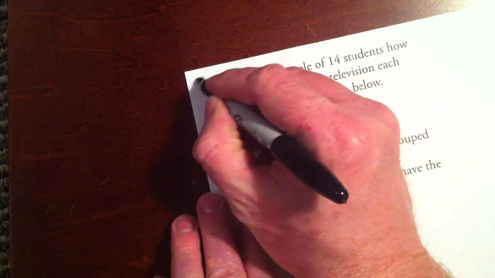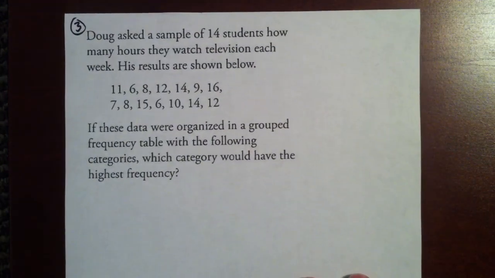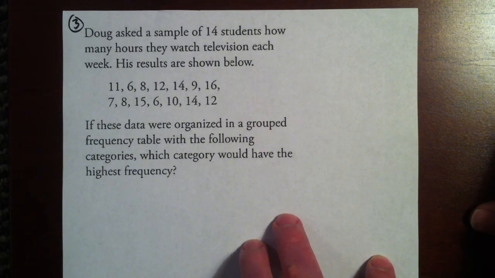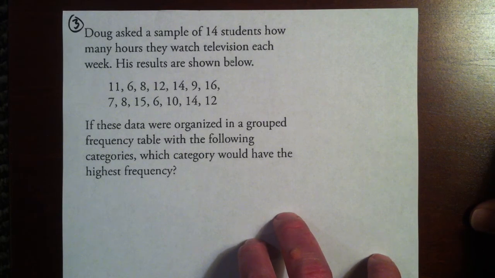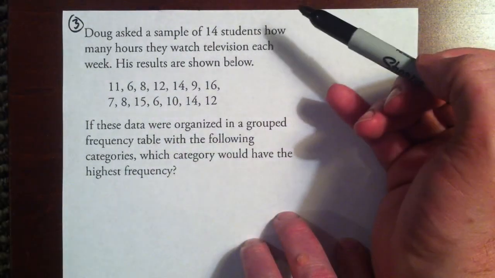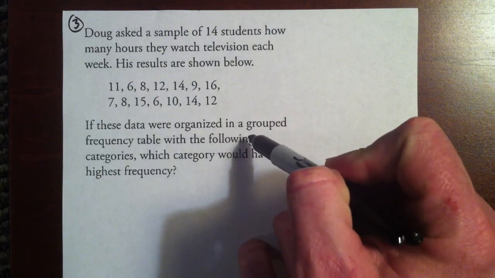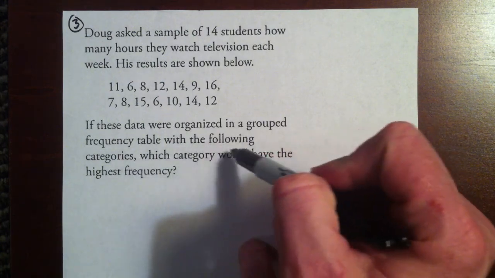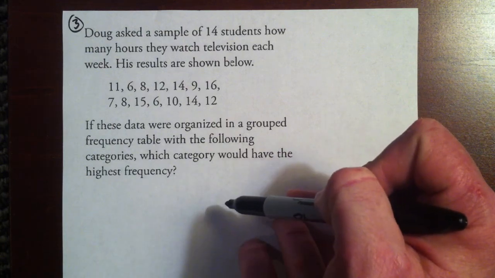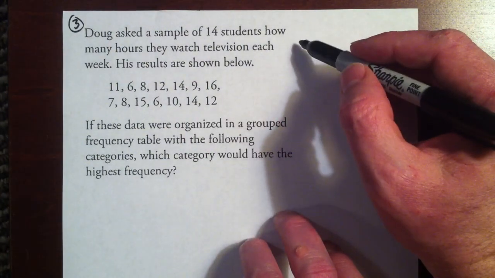And I believe this is number 3 in your packet. Doug asked a sample of 14 students how many hours they watch television each week. His results are shown below. So how many hours of television they watch on a given week. If these data were organized in a grouped frequency table with the following categories, which category would have the highest frequency?